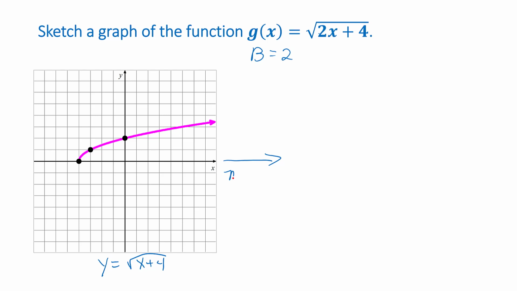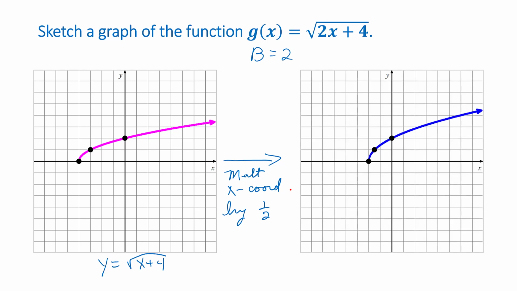So in this case, we're going to be multiplying the x-coordinates of our previous graph by 1 over 2, or 1/2. That's going to give us our resulting blue graph here. This would be y equals g of x, or y equals square root of 2x plus 4.